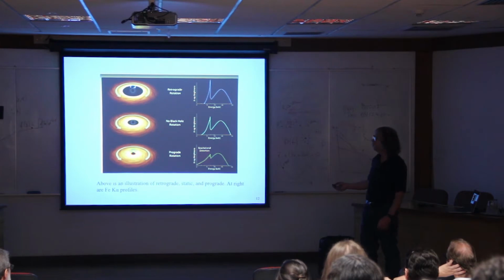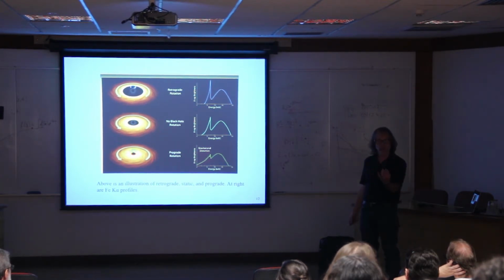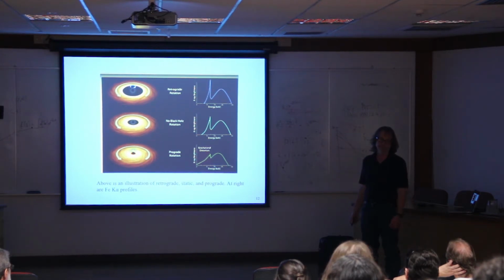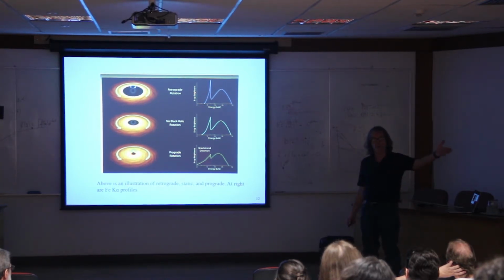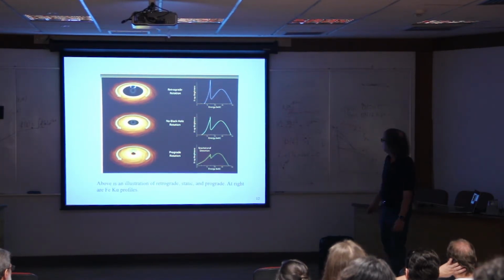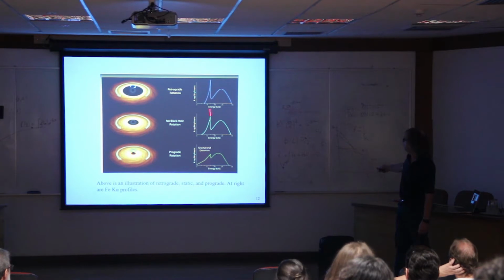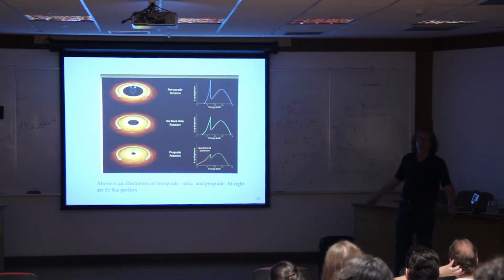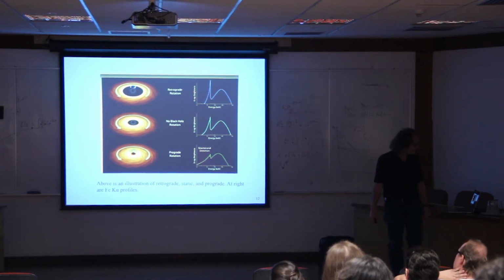You can only tell if it's prograde. You cannot tell directly whether it's a static black hole or retrograde motion. There's no independent way to do that. You get the equivalent result for a static black hole if your line originates further out. I mean, you can look at these profiles. In terms of actual data, there'd be no way to distinguish between the two of them.